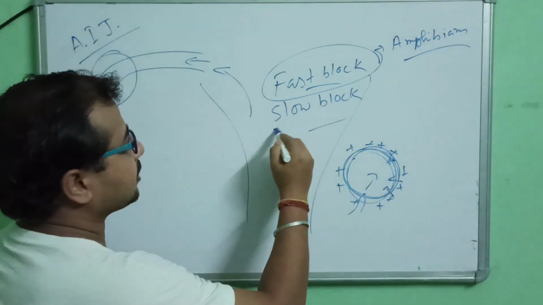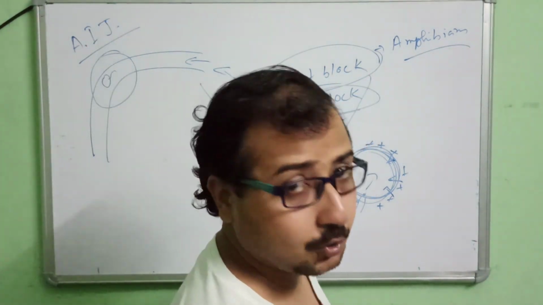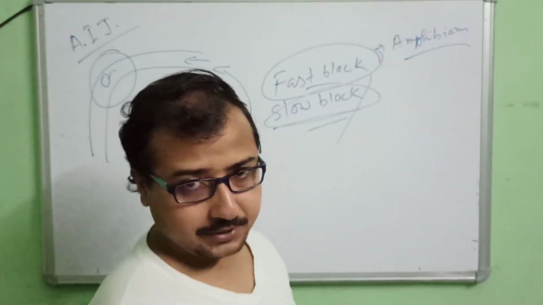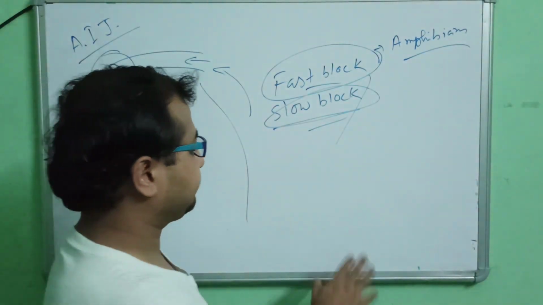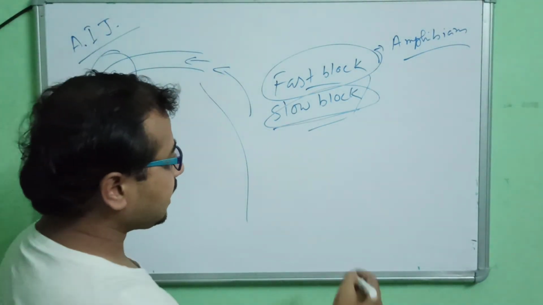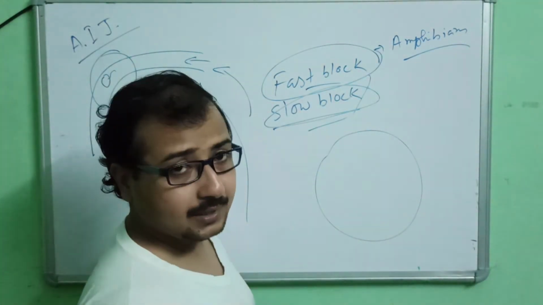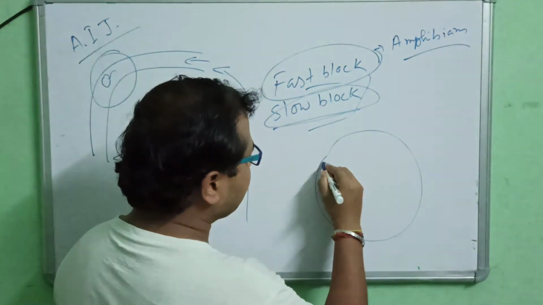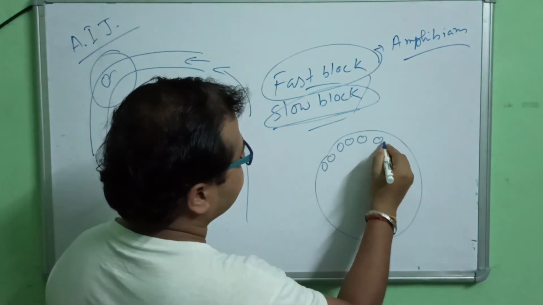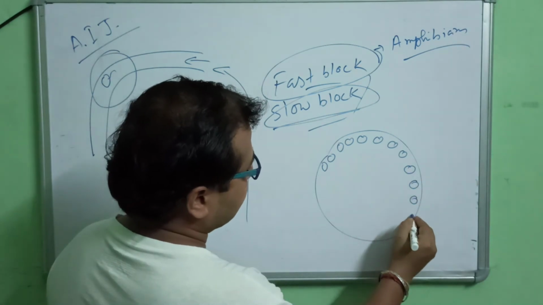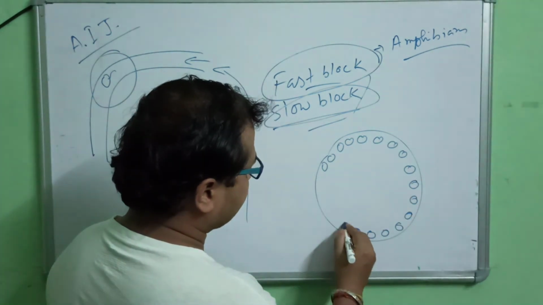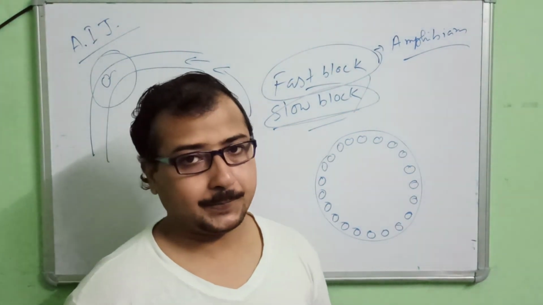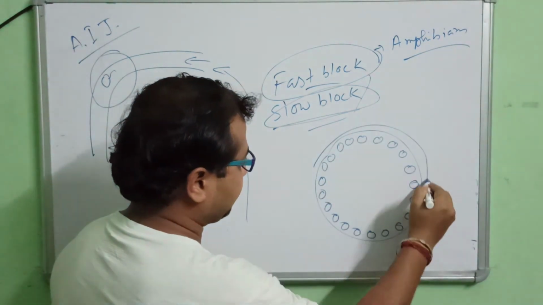Now if we talk about the slow block, what happens? The slow block we see in humans, and in many other species. What happens in the slow block? Inside the oocyte, towards the cortex, meaning towards the periphery, many cortical granules are present, and here is the plasma membrane.